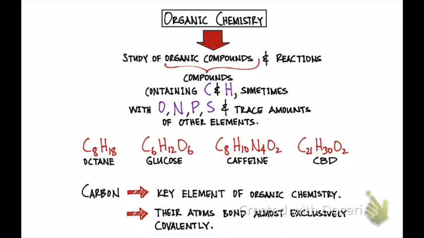So carbon is the key element of organic chemistry. And the reason why is because carbon atoms can bond almost exclusively covalently. What that means is that when carbon bonds with other elements, it does so by sharing electrons, because that's what covalent bonding is. It's the sharing of electrons. Unlike ionic bonding, which is the transfer of electrons, usually from a metal to a non-metal. And because carbon is a non-metal, it has to bond covalently and not ionically.